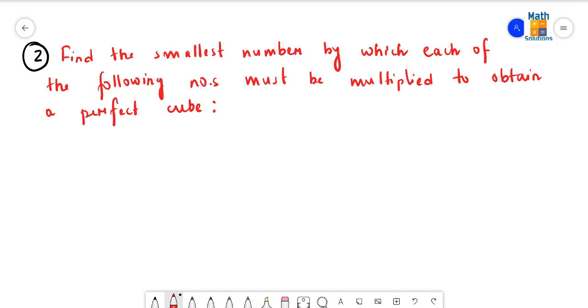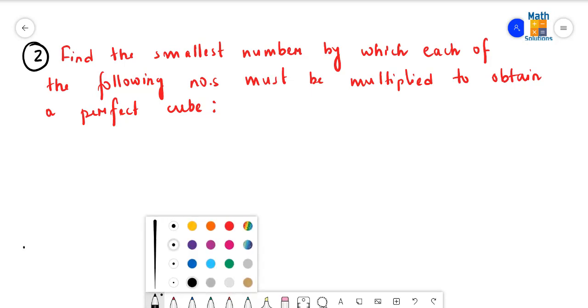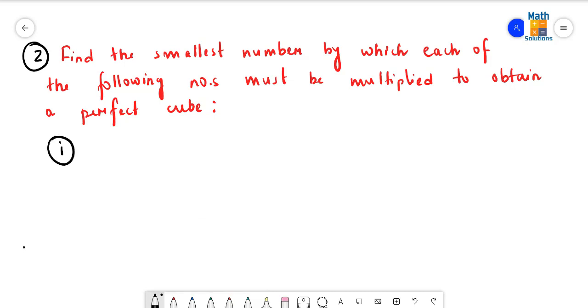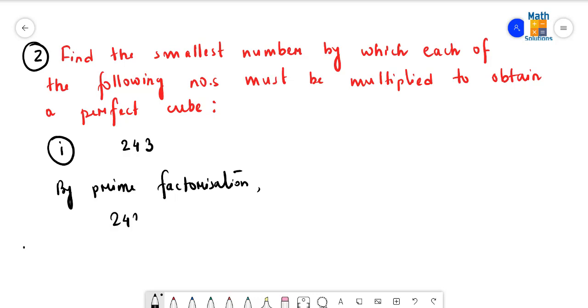So in this case again there are 5 numbers given. I shall proceed with picking up a few out of this. So the first number here is 243. Of course I prefer to proceed with the prime factorization method. By prime factorization, what do I get? 243.